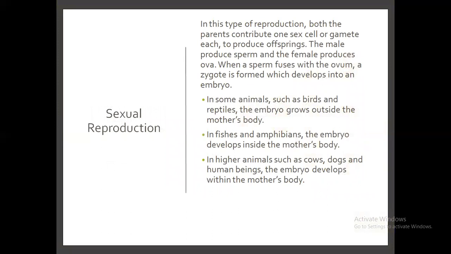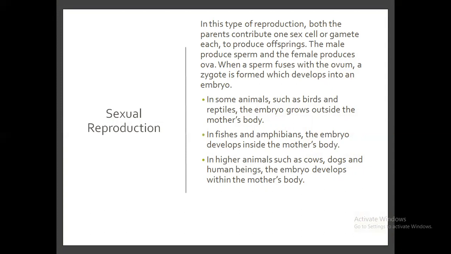Now we are coming to sexual reproduction. In asexual reproduction, we have discussed that only one parent is involved. There is no fusion of the sex cells. In sexual reproduction, both the parents contribute one sex cell or gamete each to produce offspring. The male produces sperm and the female produces ova. When a sperm fuses with the ovum, a zygote is formed, which develops into an embryo.